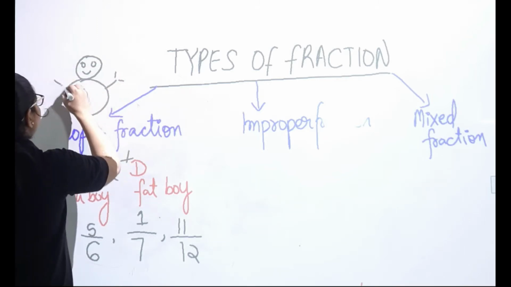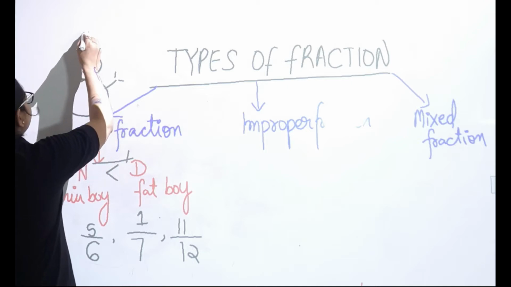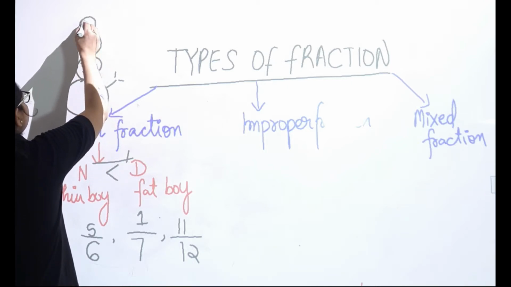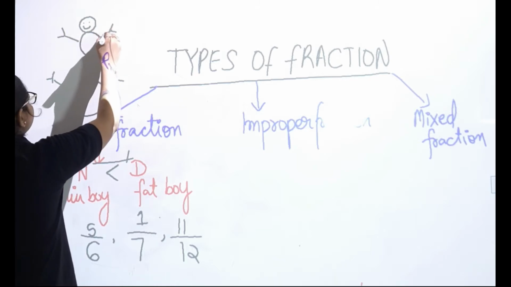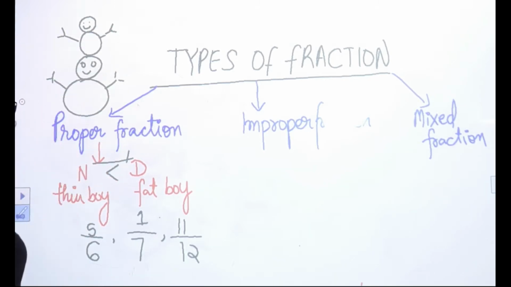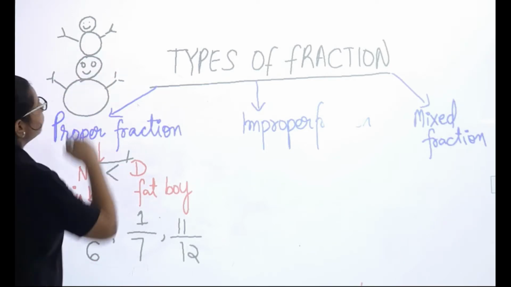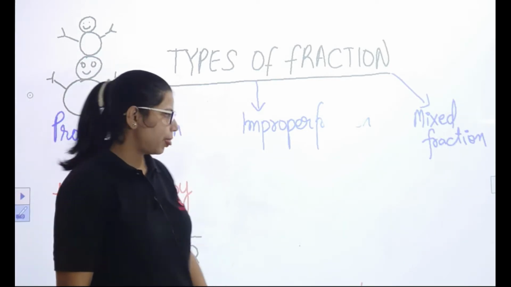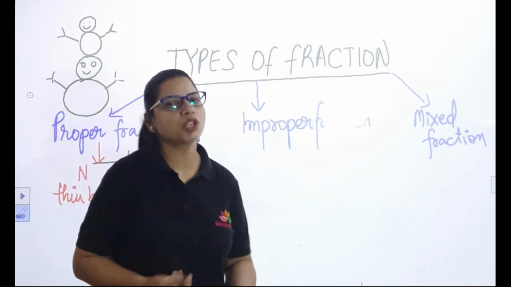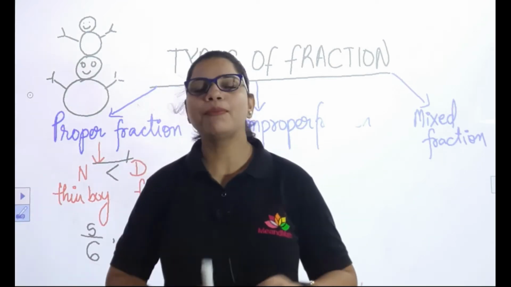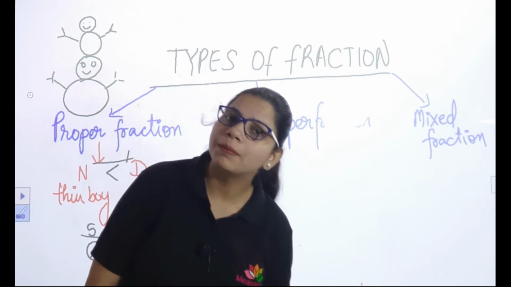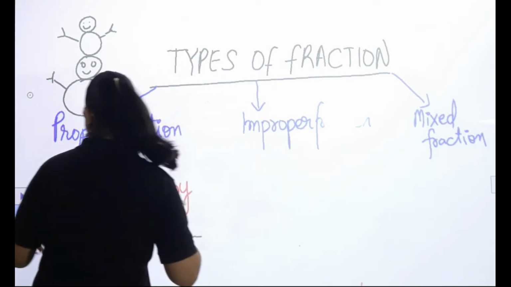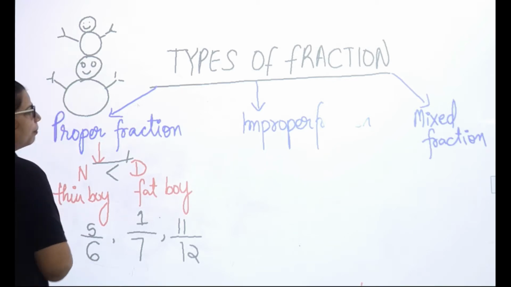This is a fat boy and over him this is a thin boy sitting. It seems like a snowman, right? So this is a fat boy and that one is the thin boy. Now improper, it seems opposite to the proper. Yes, improper fractions are the fractions which are completely opposite to the proper fractions. So let's discuss improper also.